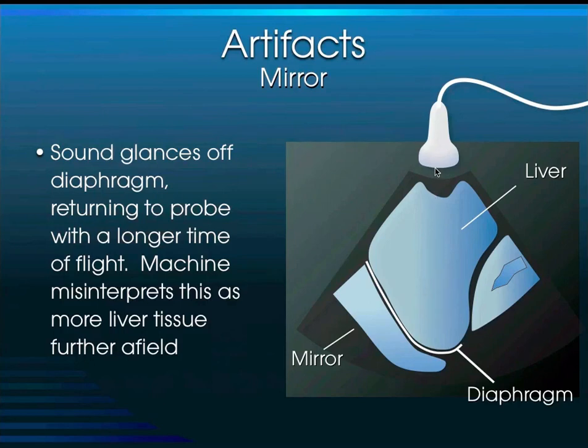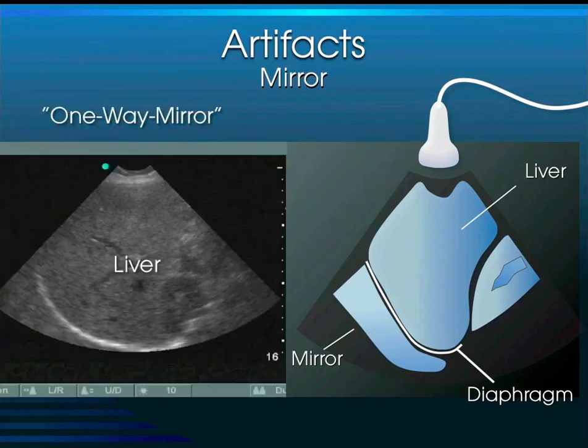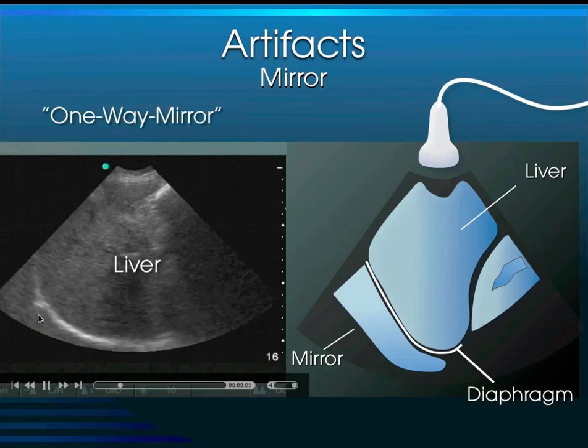And the machine misinterprets that information as there being further tissue afield. It does so because it took the sound longer to get back to the probe, and therefore it thinks there's something further down on the screen. And the material that it plots further down on the screen is the material that the sound was running through, which was liver. And so when you get the mirror image of the liver up in the chest, or on the left side of the body, the spleen up in the chest, that's called the mirror image artifact. And it's an expected artifact in all normal individuals.